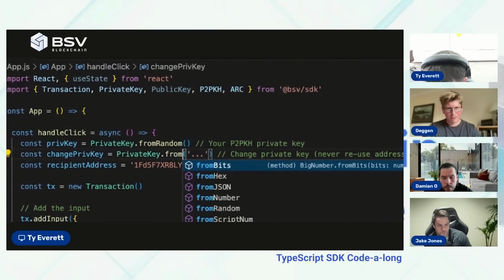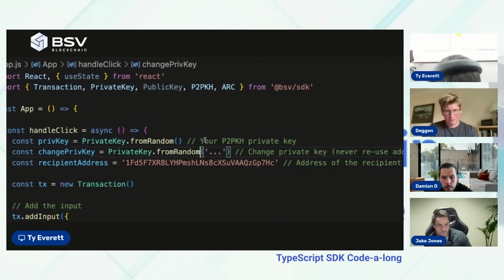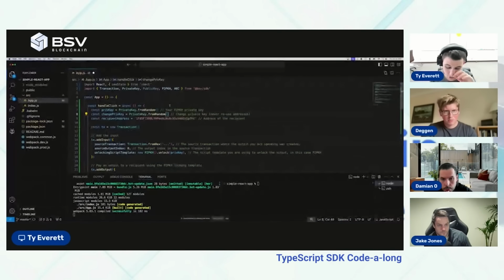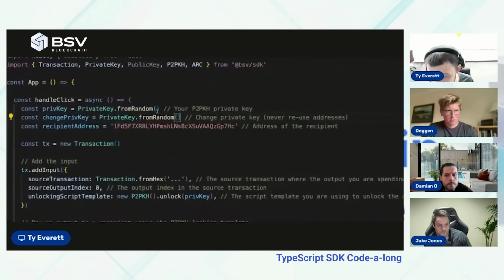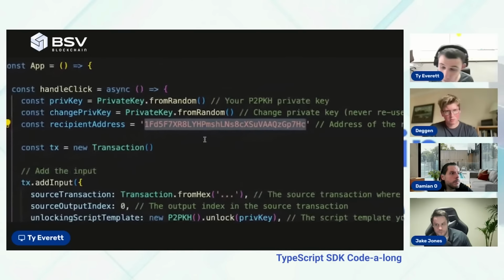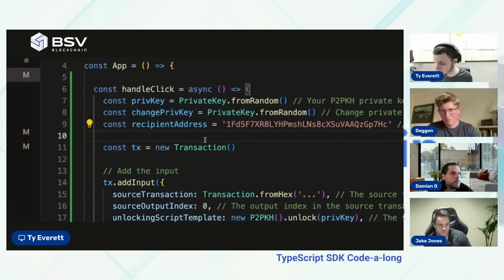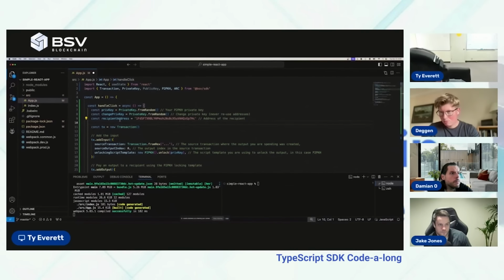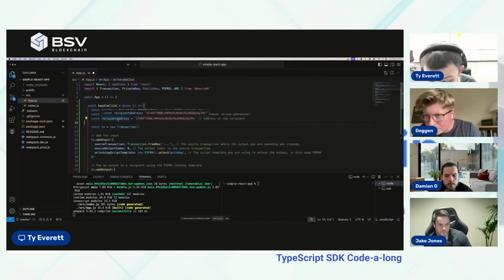You don't want to use addresses, or you don't want to use scripts the same for your changes where you got your coins from. That would not be good for security and privacy. And then we can just pick an address. So this is just a string, right? Which is who you want to pay, right? All right, so we now have this handler function that when we click it, this stuff is going to run.